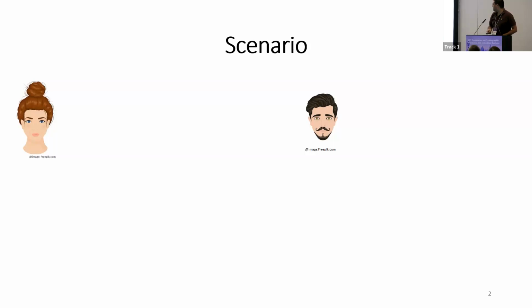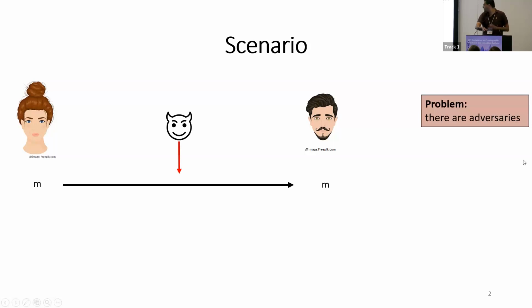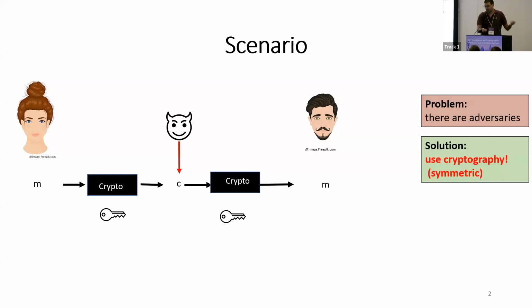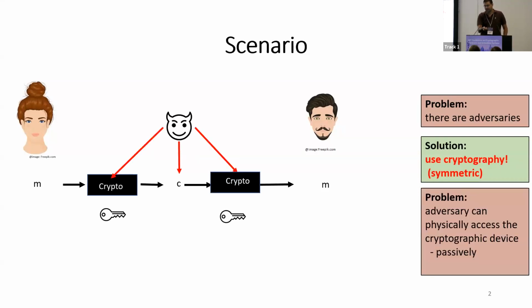So we have Alice and Bob who want to communicate, and they want to send a message, but there is an adversary as usual, and the solution is to use crypto. Both have a key, in our case it's symmetric crypto, but the adversary can also have physical access to the cryptographic devices performing the computations, so she can measure physical quantities involved in this computation.